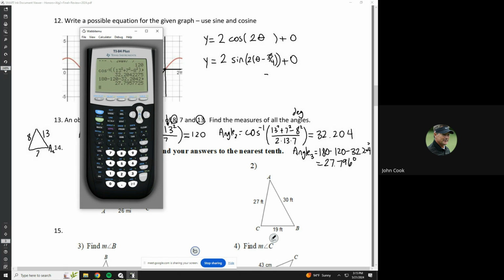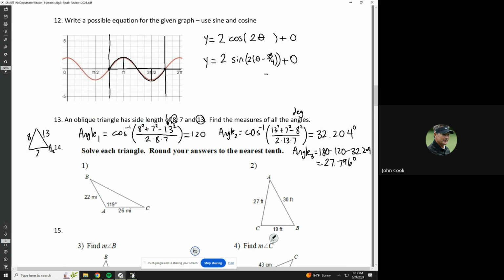degrees. Okay, so then we have all of our angle measurements, and maybe if it's multiple choice, you'd have those angle measurements in some order.